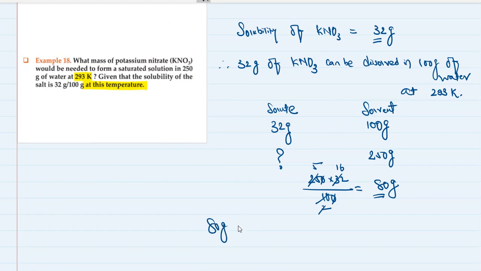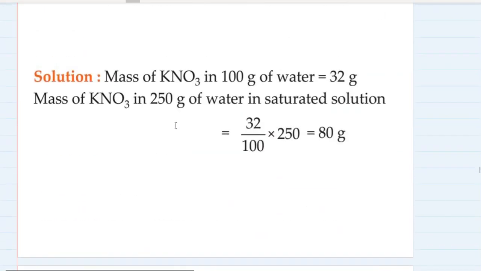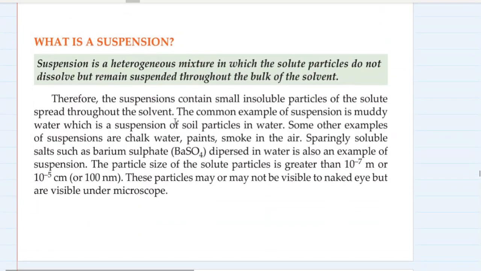80 grams of potassium nitrate will make a saturated solution in 250 grams of water. In 250 grams of water. Let's check the answer. Yes, the answer is correct.